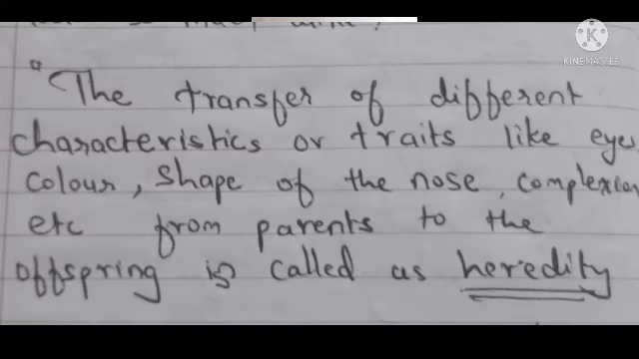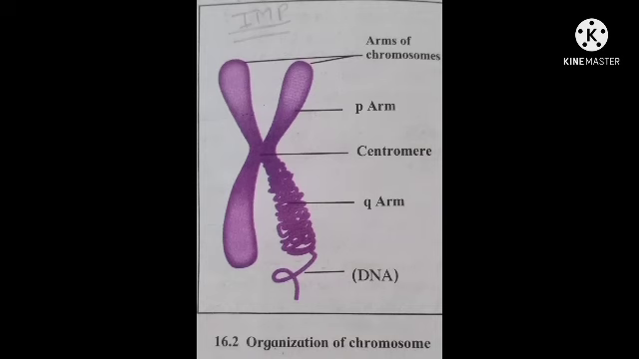Transfer of different characters or traits like eye color, shape of your nose, complexion from parents to the offspring is called heredity. The segment of DNA which contains all the information for synthesis of a particular protein is called the gene for that protein. It is necessary to know the relationship of these proteins with the characteristics of the organism.